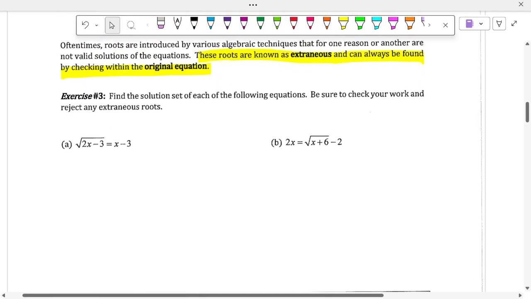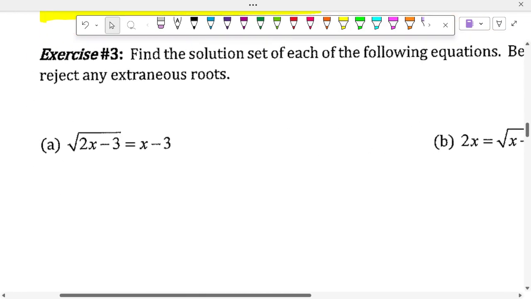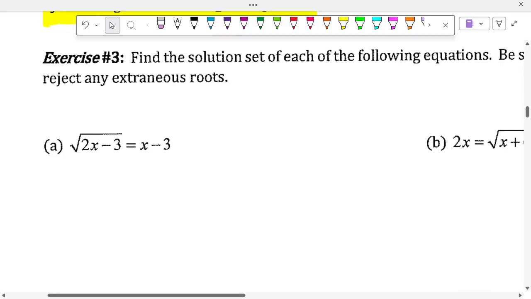All right, so let's do these two together. So letter A is similar to the one we just did. I got a linear on one side, a square root on the other. So what do you think I'm going to do first? I need to get rid of the square root, so I'm going to square both sides.